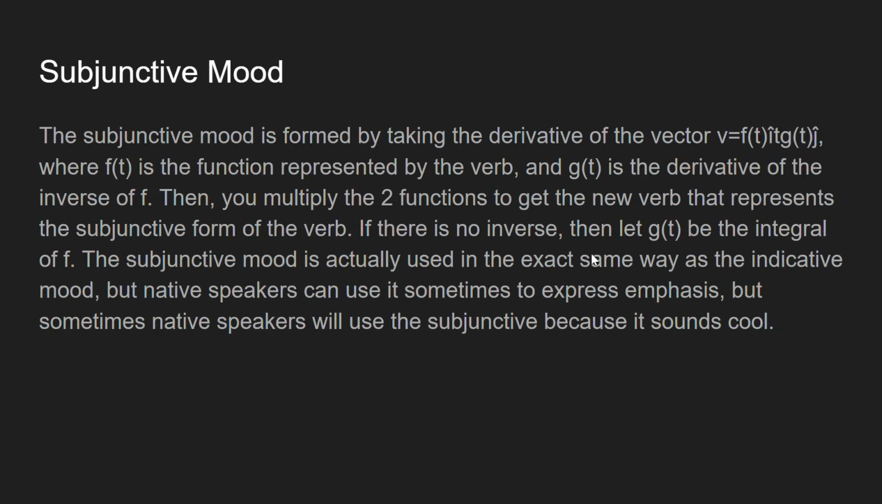So then, the subjunctive mood. It's formed by taking the derivative of the vector v equals f of t i hat plus g of t j hat, where f of t is the function represented by the verb, and g of t is the derivative of the inverse of f. Then you multiply the two functions to get the new verb that represents the subjunctive form of the verb. If there's no inverse, let g of t be the integral of f.